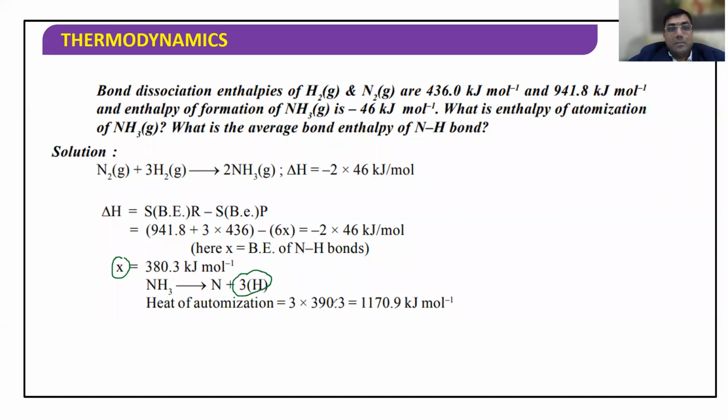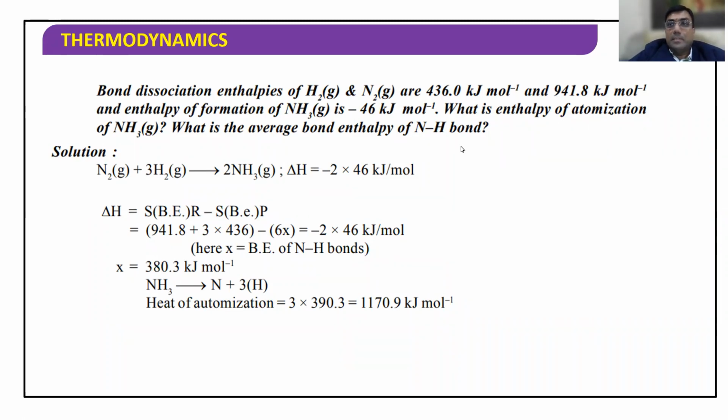But there the option given is 390. It's 380 only. Maybe there is some mistake here, or it may be 390, because 9 threes is 27. I hope you understood this. It's not automation, atomization. Clear or not? So thermochemistry questions you have to practice.